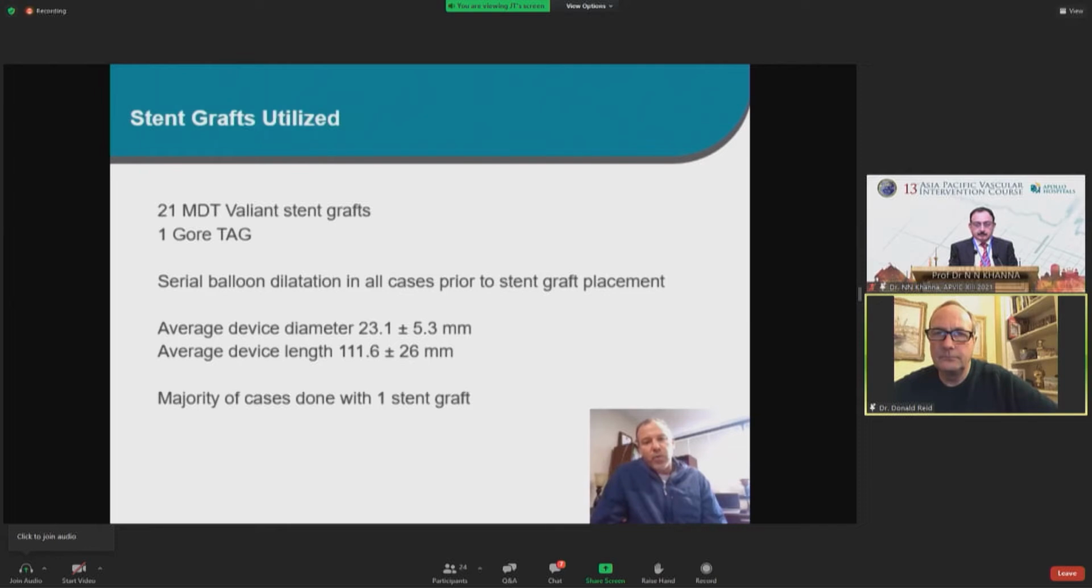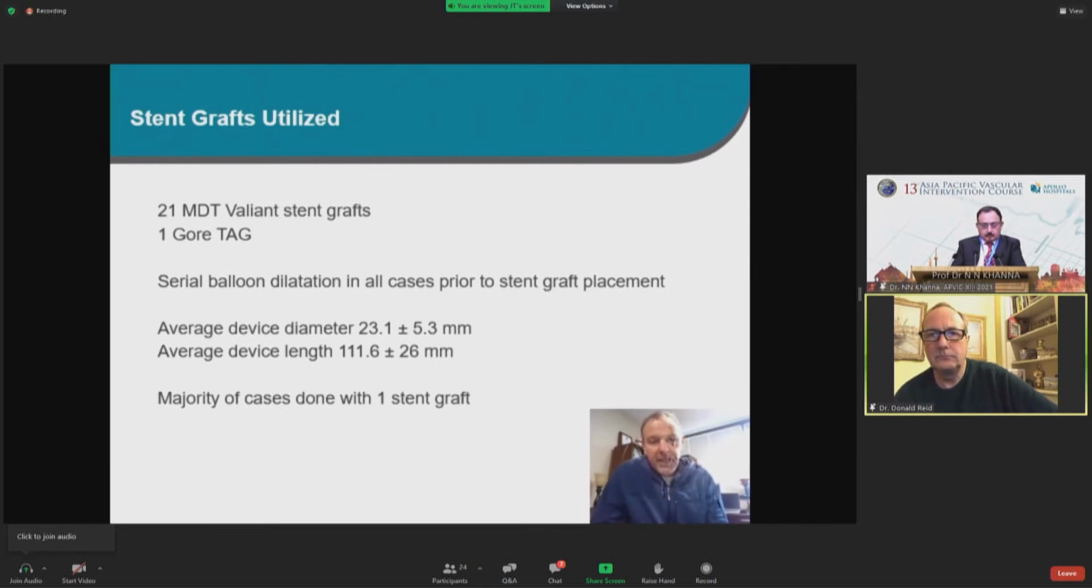Stent grafts we utilized were the Valiant stent graft in the majority of the patients, with serial balloon dilatation in all cases prior to the stent graft placement. I think that this is incredibly important because you can get the device to track through, but if you do not predilate that lesion, the recovery of either one of these two devices will be difficult to do because the narrowing will be even more narrowed with the stent graft in place.